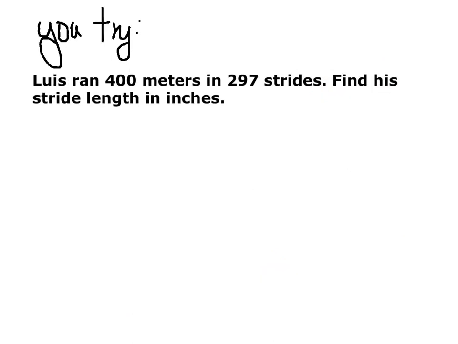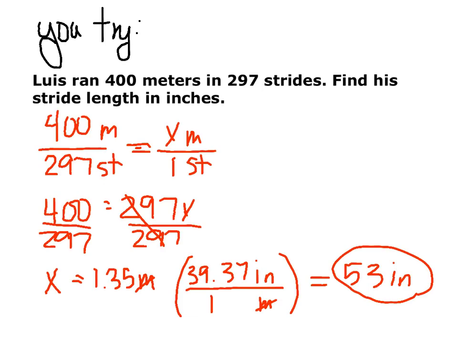Same type problem. Luis ran 400 meters and 297 strides. Find his stride length in inches. Push pause and try it. All right, there you go. Set up the exact same type of ratio for the rates. Convert your meters into inches, and you're left with 53 inches for a stride.